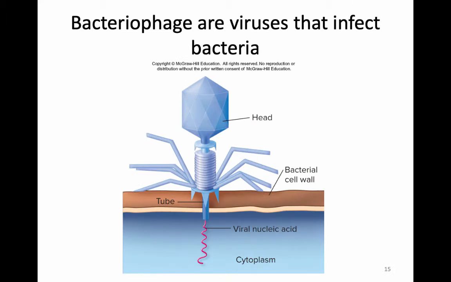Another kind of virus we'll discuss are the bacteriophage, which are viruses that infect bacteria cells. So their difference from the animal viruses is that their host cell type is different. Where the animal virus infects human cells or animal cells, the bacteriophage infects bacteria cells. Bacteriophage are made up of a head region, which looks like a capsid containing a nucleic acid, tail fibers, and a tube. The bacteriophage shown in this image is sitting on the surface of a bacteria cell and is injecting its nucleic acid into the bacteria cell's cytoplasm.